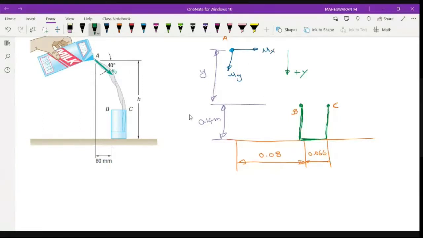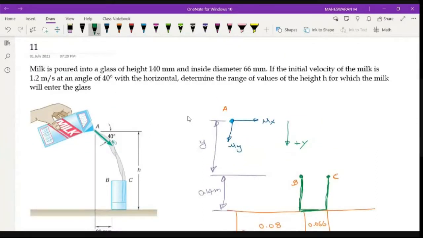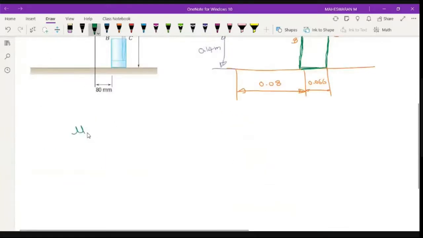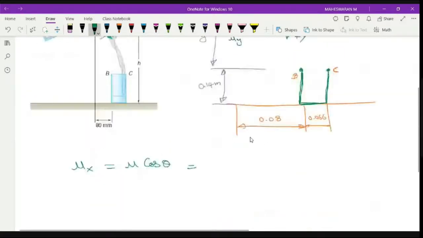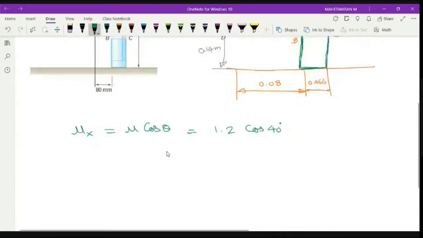So let us proceed with the same procedure whatever we have done previously. The first thing is I have to resolve this. I have to identify what is my ux and uy. So let us identify that. What is my ux? Ux will be u cos theta. U is also known, which is 1.2, and theta is 40 degree. It is mentioned. So what is your ux then? 0.919 meter per second. Right, this is my ux.